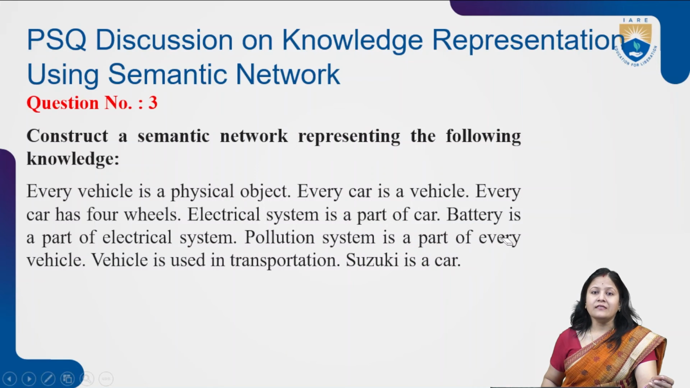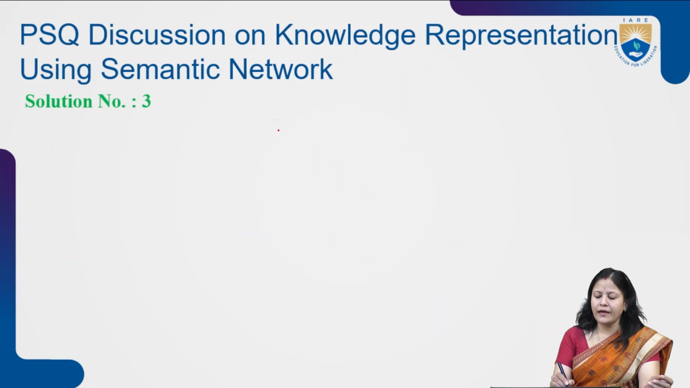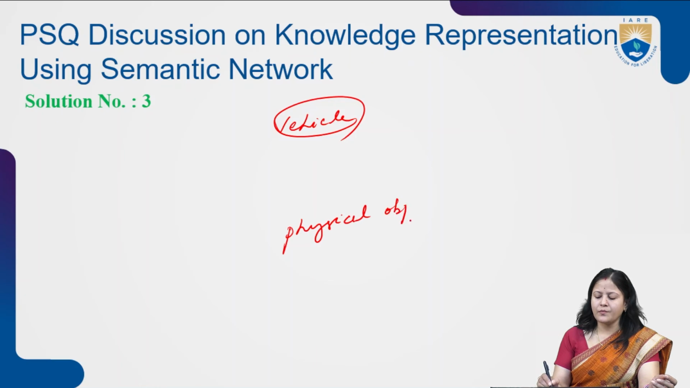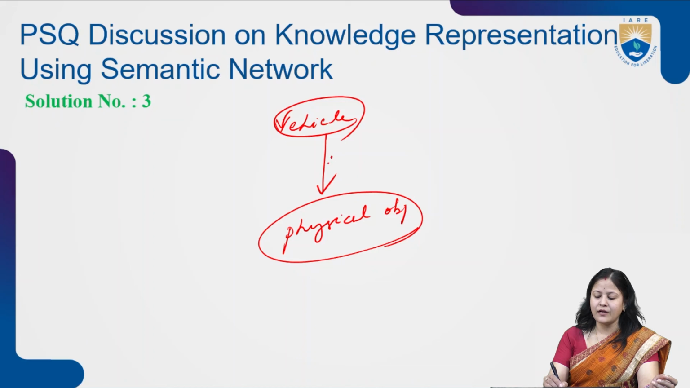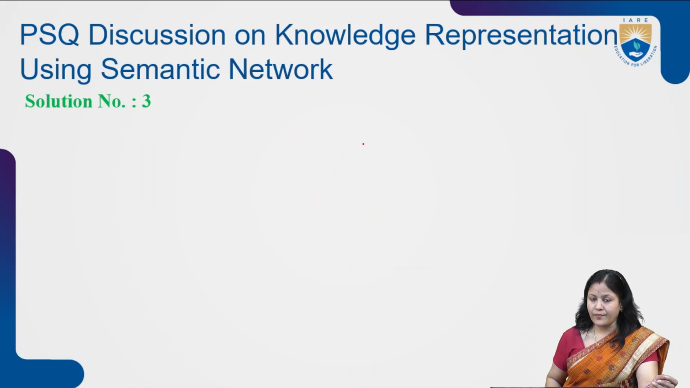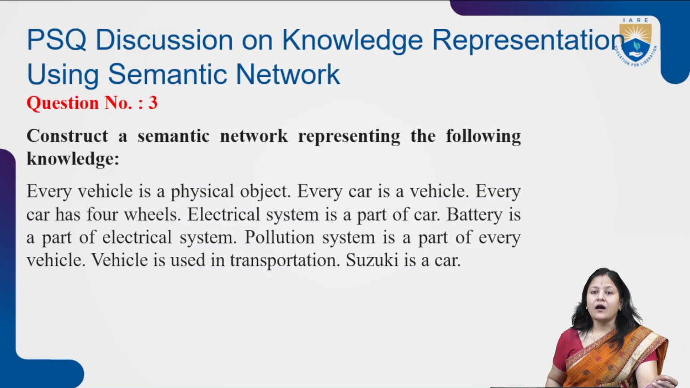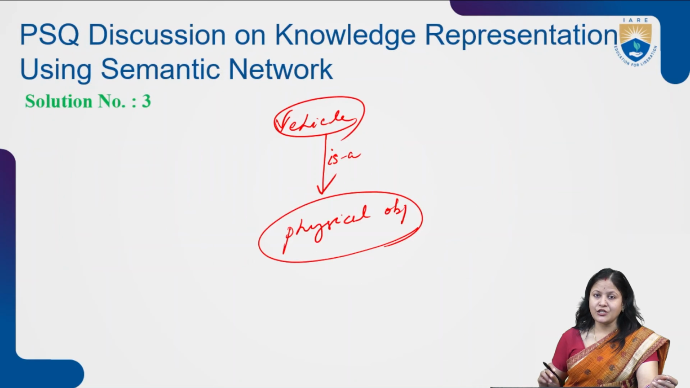So every vehicle is a physical object. So let us create vehicle and physical object. So 2 classes. So vehicle is a physical object. Direct is a. The relation is a. Next statement, every car is a vehicle. That means each car is a vehicle. So create one class car. Car is a vehicle. Relation is a.